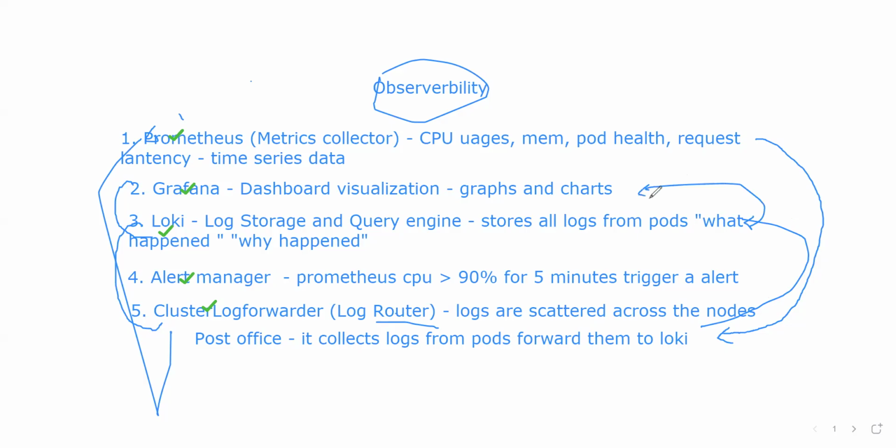Whatever metrics we are getting in Prometheus, based on those metrics we are setting up the alerts. This is the entire observability stack which you have to understand to set up in a Kubernetes or OpenShift environment.